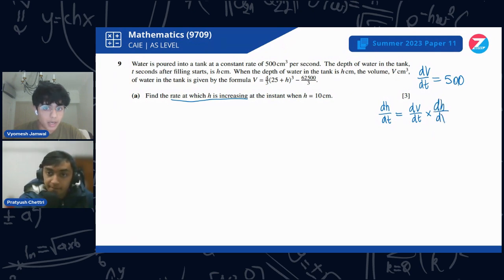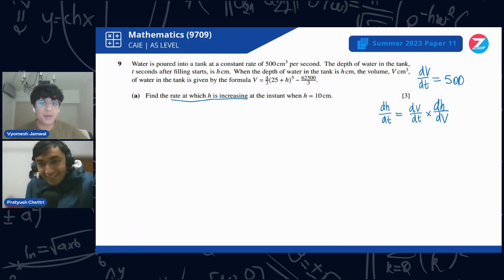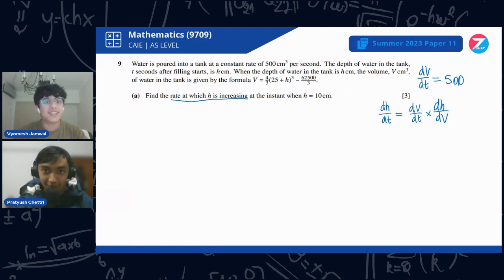And surprise, surprise, I need to find a formula that relates h and V. They've already given us one. Wow. What's kind of funny, actually, is that for some reason I remember doing this exact same paper. But yeah, anyways, what I do is differentiate the formula, V equals 4.3, blah, blah, blah.